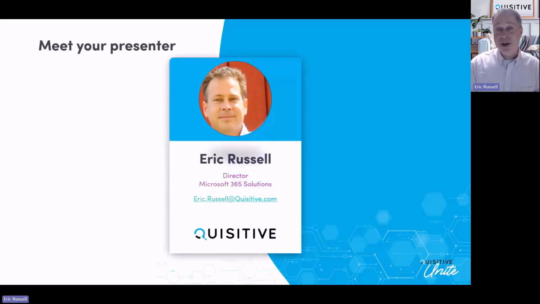My name, as I said earlier, is Eric Russell. I work within our Microsoft 365 practice, and that means my area of focus is really around SharePoint, OneDrive, Teams, Power Platform, and more recently, Microsoft Copilot. And that's what we're going to be talking about here today, how to take advantage of Microsoft Copilot as an AI solution and help boost productivity within the workplace. So I'm going to go ahead and jump right into it.